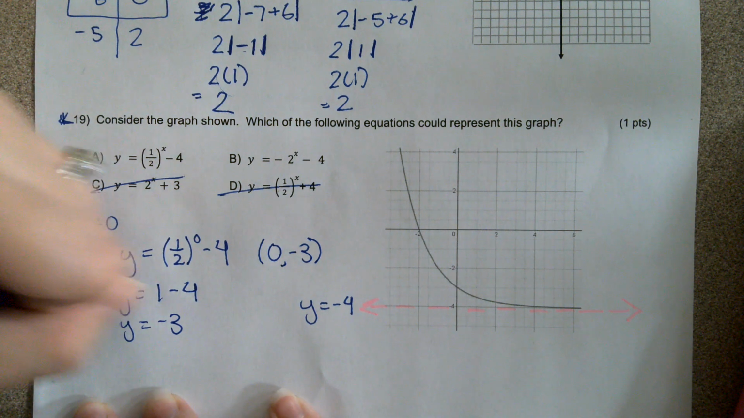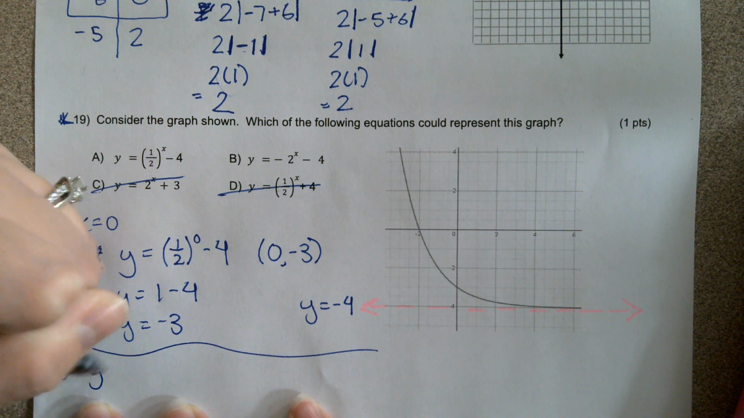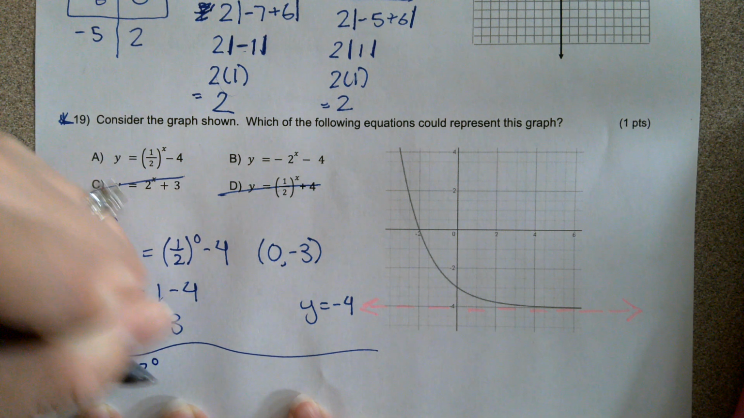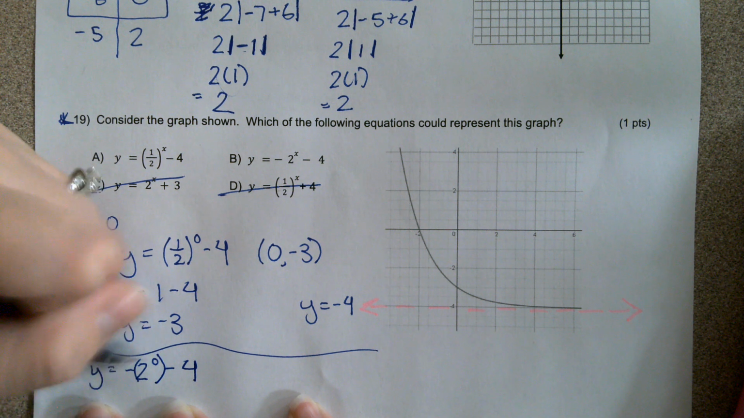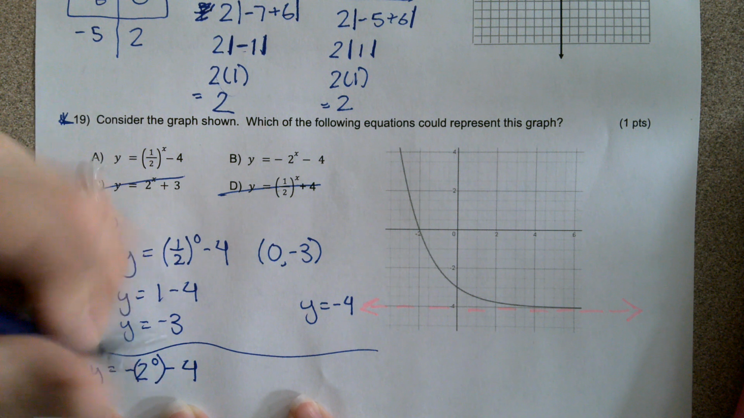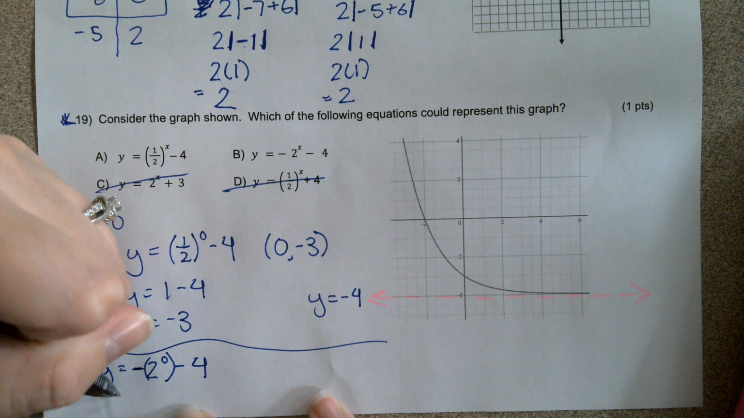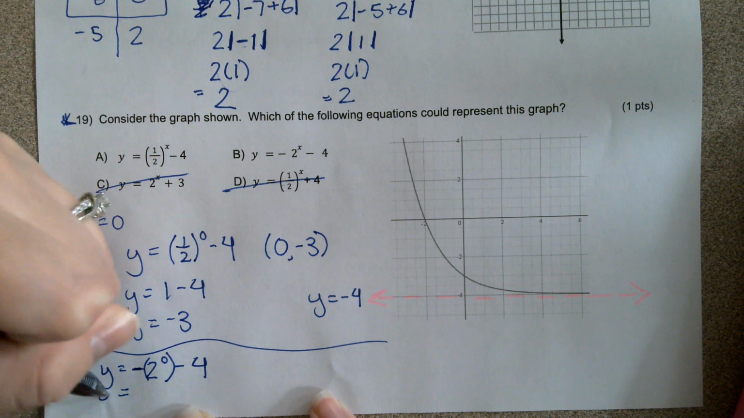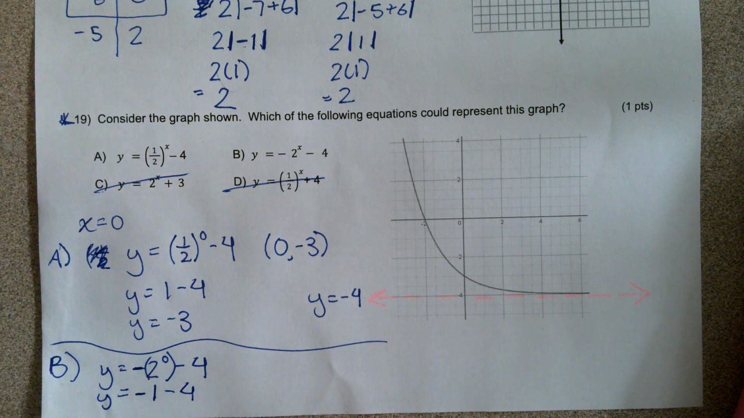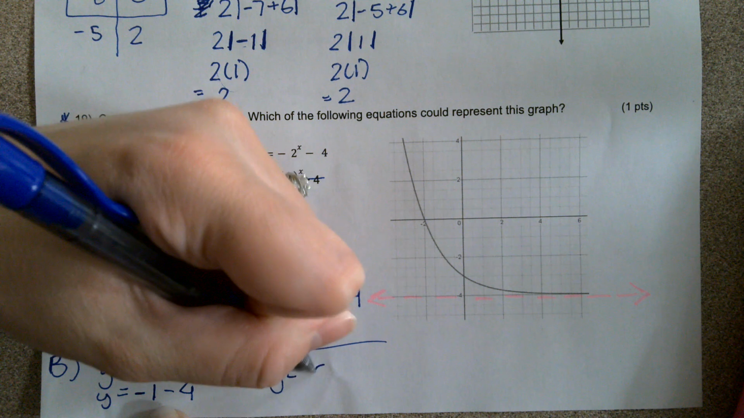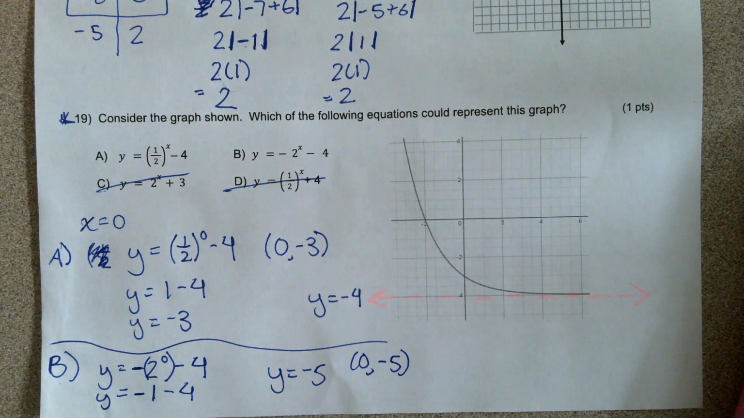Now let's do it for B. I have y equals -2 to the 0 minus 4. Now remember, when we do the exponents in here, it is kind of a big deal. The negative is outside, so I'm not going to have the negative inside when I'm doing this math. So this becomes 2 to the 0 is 1. So this is -1 minus 4. -1 minus 4 is -5. So for B, I have 0, -5.